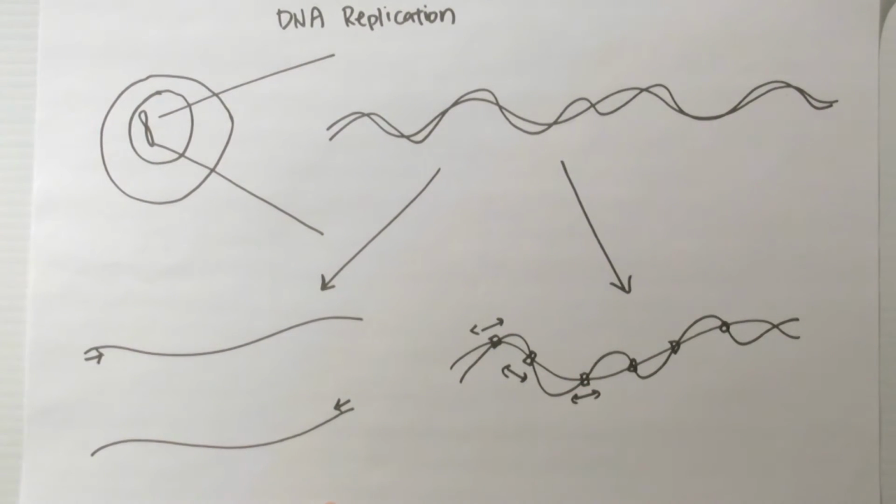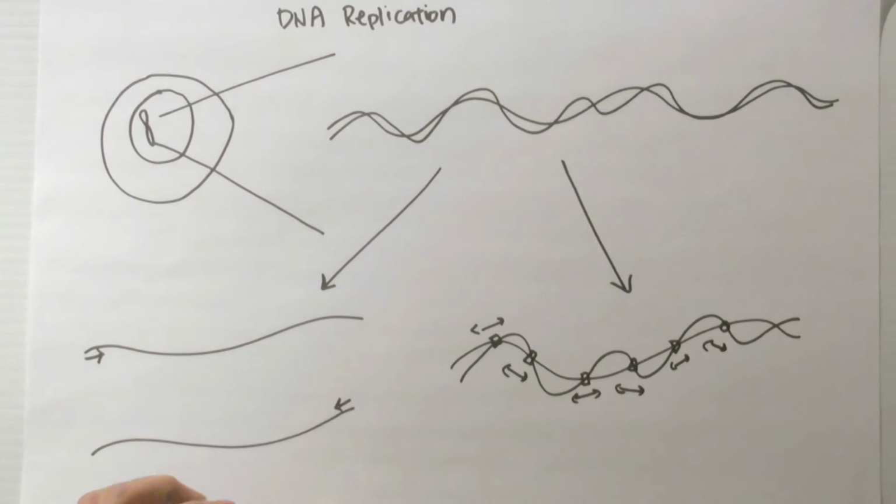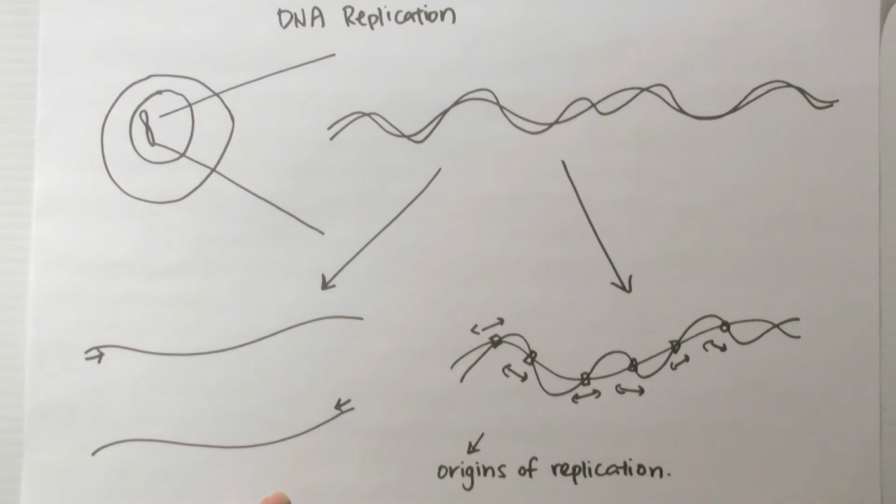Now, this is the way that the cell chooses to replicate its DNA. And it doesn't replicate its DNA from random locations. It replicates its DNA starting from very specific locations, which we call origins of replication. So let's take a closer look at one of these origins.